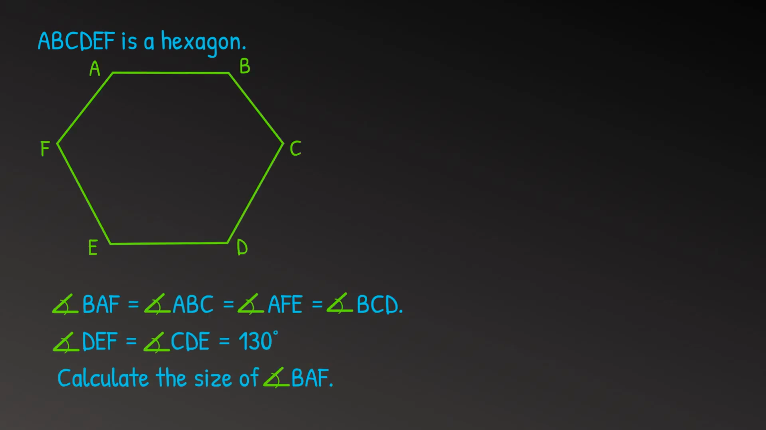So in the first question we have a hexagon and we're told that angle BAF, angle ABC, angle AFB and angle BCD are all the same. We're also told that angle DEF and CDE are equal to 130 degrees each. And we're asked to calculate the size of angle BAF, so we have to calculate the value for x.